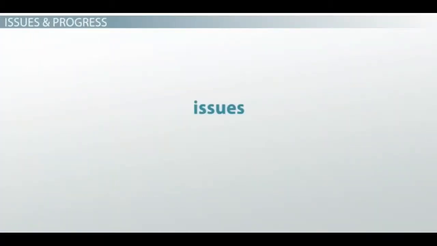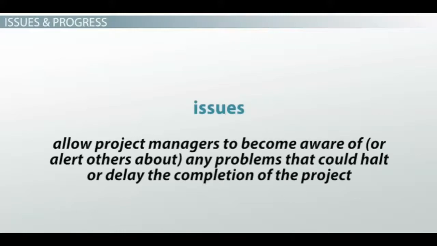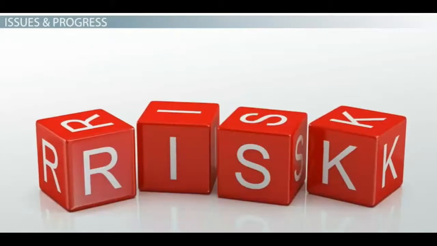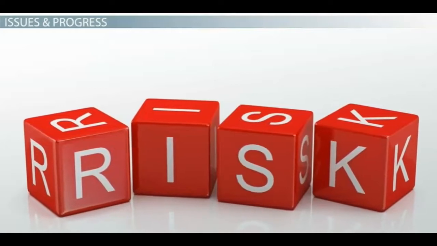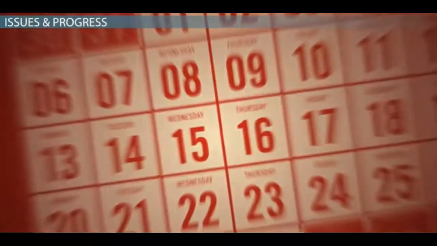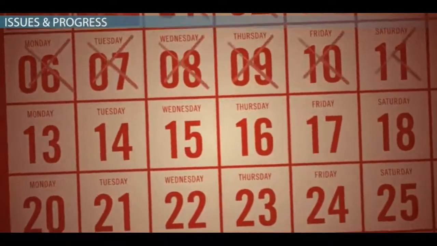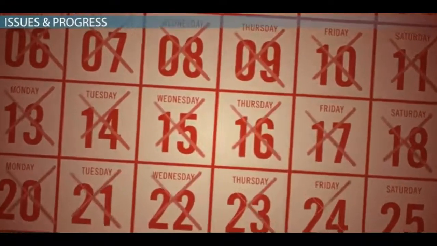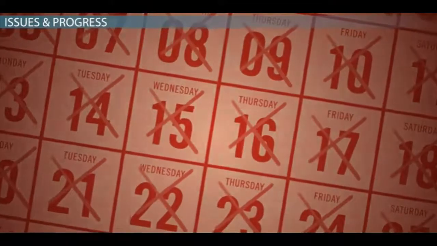Issues are needed as a part of the checklist because they allow project managers to become aware of or alert others about any problems that could halt or delay the completion of the project. This part of the checklist can also explain any risks or changes that are associated with the project. For example, if the initial estimated time to finish a project was 3 weeks, but it will now take 4 weeks, the issue portion of the checklist is where you'll list that change.